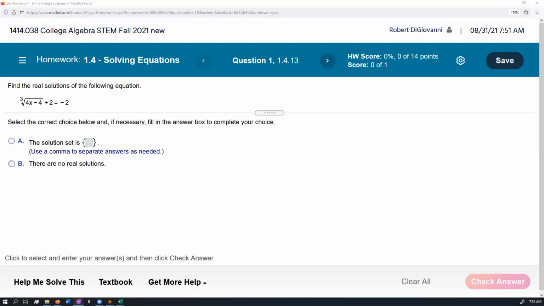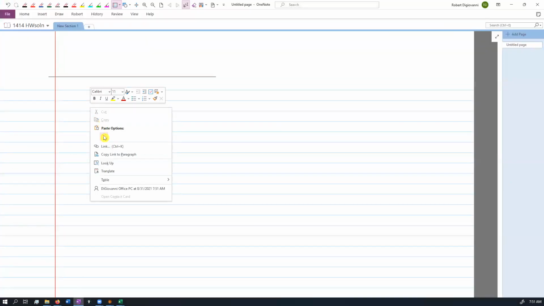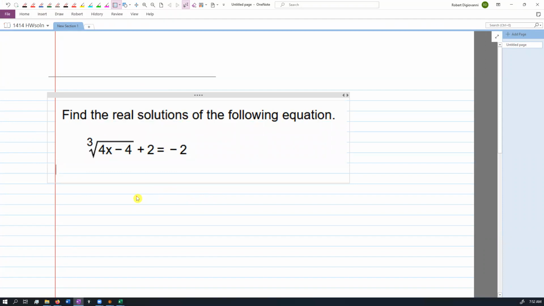So what we want to do is recognize, first of all, that this is a radical equation. And we can tell that because we have this cube root. So the method to do this is first to isolate the root by itself. So to do that, I will subtract 2.